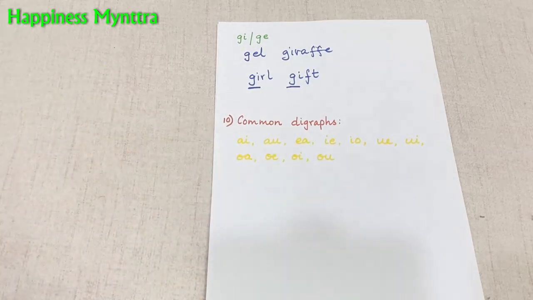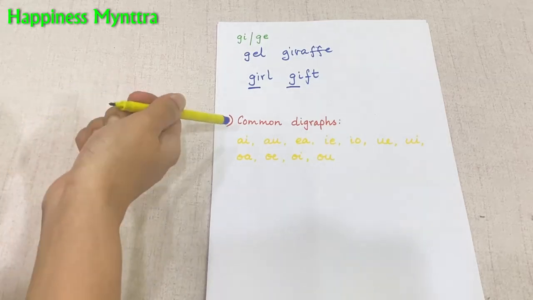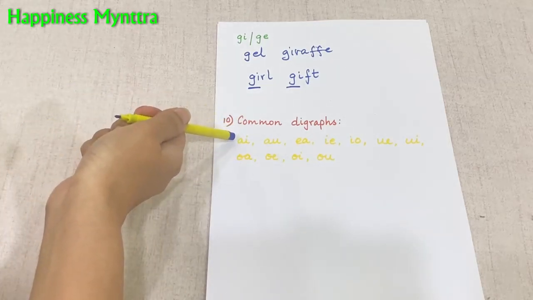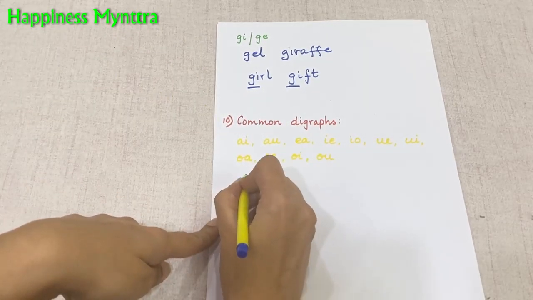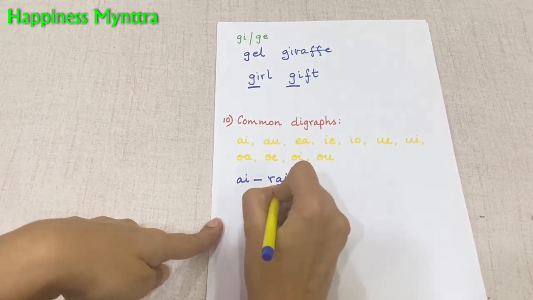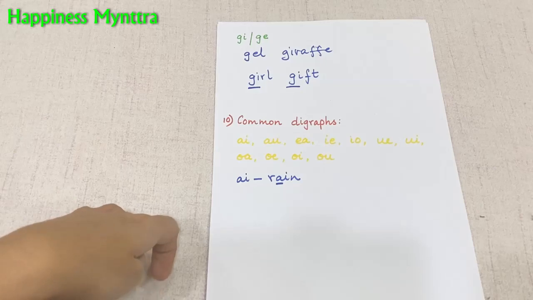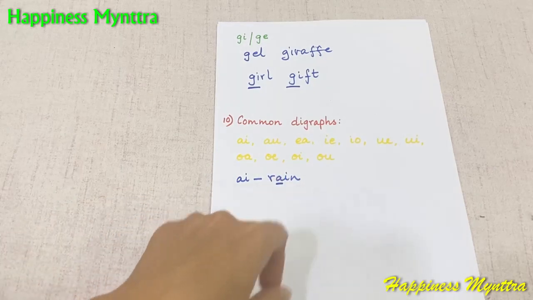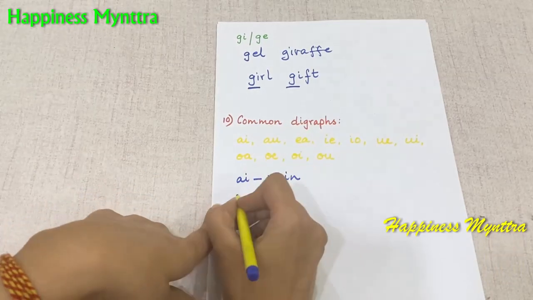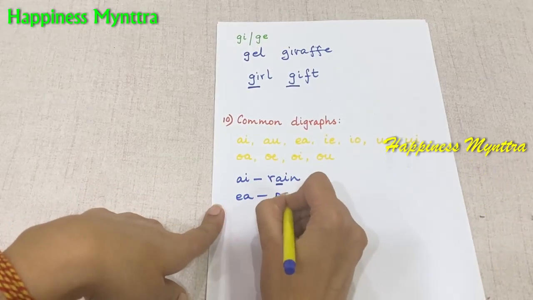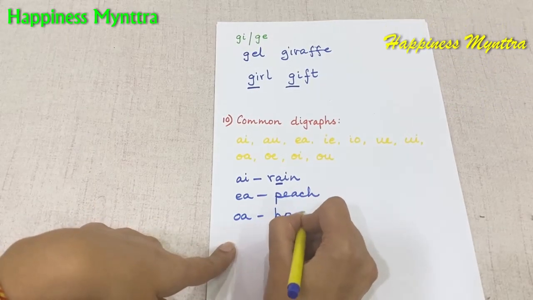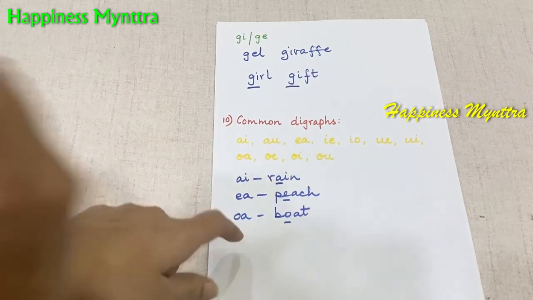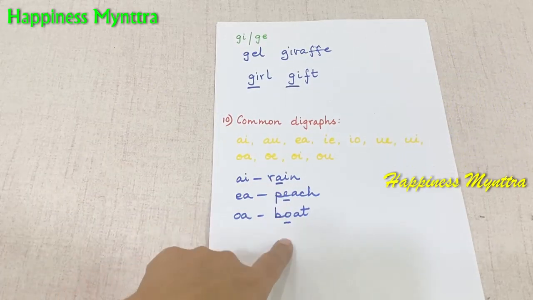Now I'll come to the common digraphs which the children use. A simple rule which applies to 50% of the words is that when there are two vowels together, we take the sound of the first vowel. Okay, so suppose it is AI, so we'll have a word like rain. So it's taking on the sound of the first vowel when it is a combination of two together. So lots of words here. For example, we have EA, so we have a word like peach. We have OA combination, so we have boat.